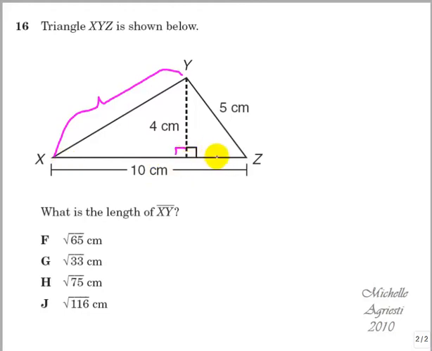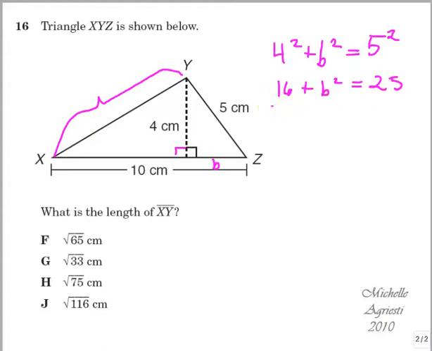But I can find this part because I have leg squared plus leg squared equals hypotenuse squared. So let's do that, and then we can subtract to get this other part. So leg squared plus the other leg, and I'll just call this B, B squared equals hypotenuse squared. 4 squared is 16, and 5 squared is 25.